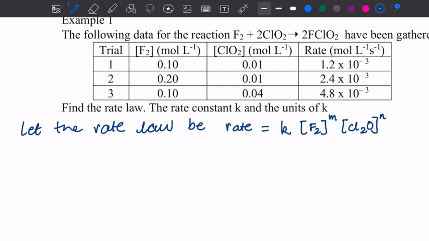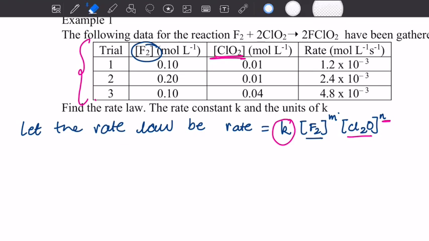So the easiest way to do this is to pick two trial options where the concentration of one reactant is changing, but the concentration of the other reactant is staying the same. Later on, you will see that that is not always necessary. It is possible to figure out the rate law even without that. But to begin with, that's a good place to start. In this case, we observe that the concentration of ClO2 is staying the same in trial 1 and trial 2, whereas the concentration of fluorine is changing in these two trials.